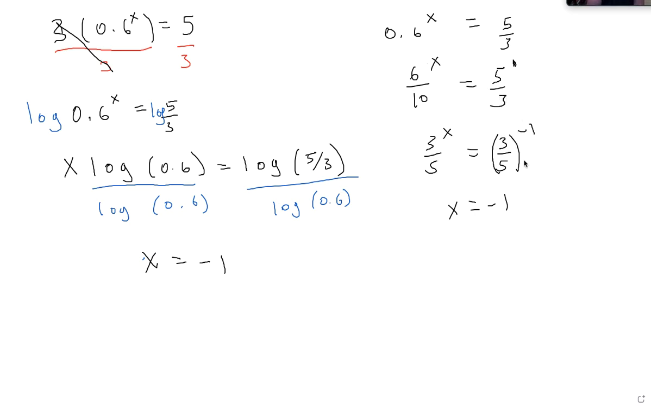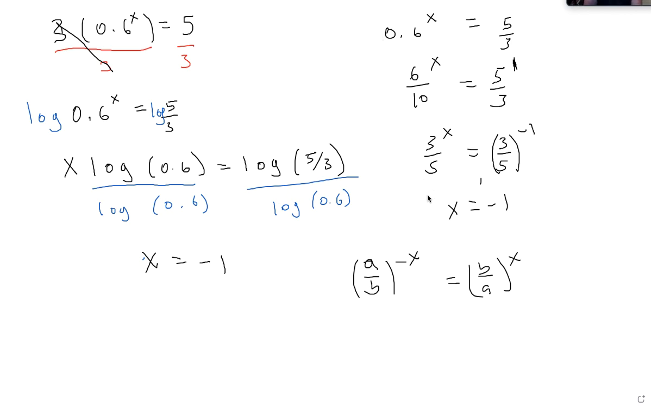There's this property right here. This is a very little known property, but it's handy when you need it. If you have (a/b) to the -x, you can rewrite that as (b/a) to the +x. So if you have a fraction to a negative, you can flip the fraction and write it as a positive. Likewise, if you have this, you can rewrite it this way, which is what I did right here, because this was 5/3 to the positive 1, and I rewrote it as 3/5 to the negative 1. So that's how I was able to get from here to here.